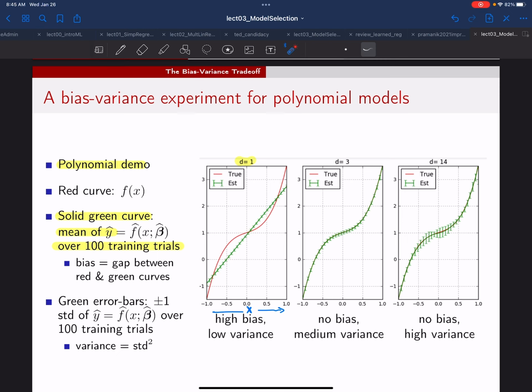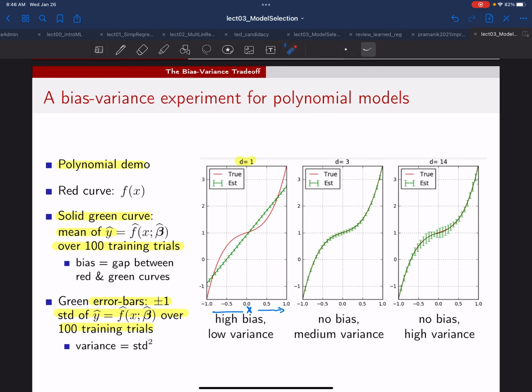Second, I want to know how much variation I have across those 100 experiments. So I'm going to plot these error bars. These error bars are going to be plus minus 1 standard deviation of y hat over those 100 training experiments. And of course, the variance is the standard deviation squared.